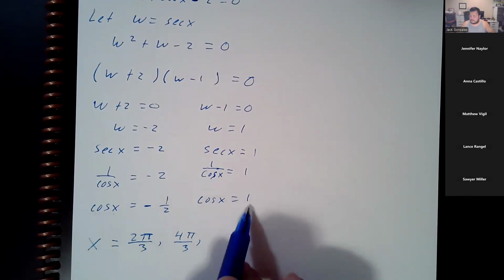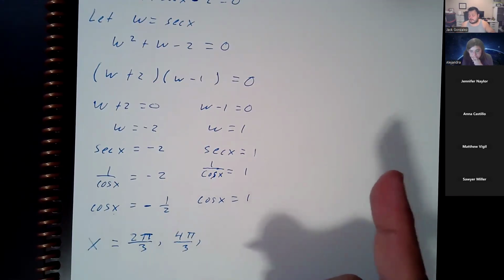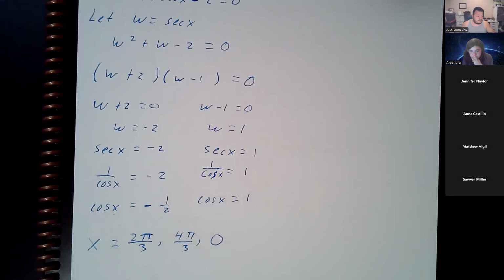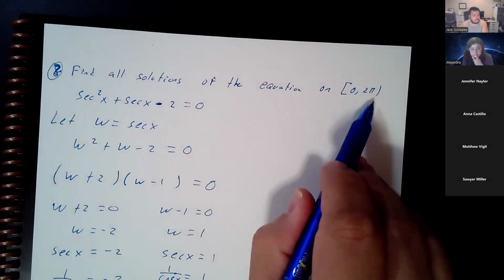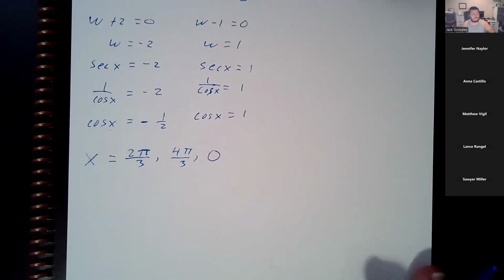When is cosine 0? It's an easy one, right? 2 pi. True, but they said don't go up to 2 pi, so we can only use 0 because it had parentheses, right? So it's up to, but not including. Yeah, stop right before.